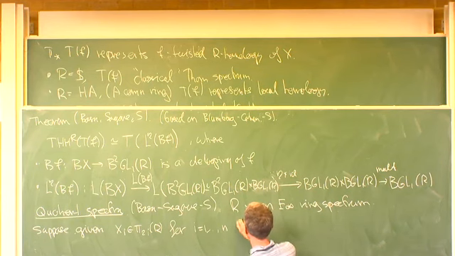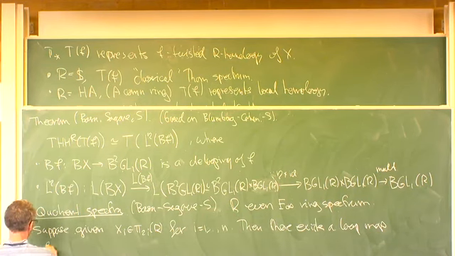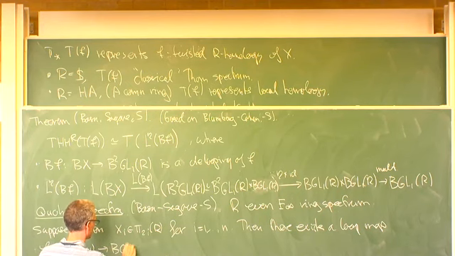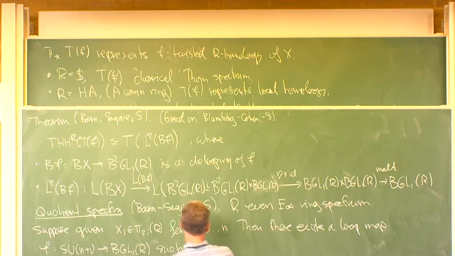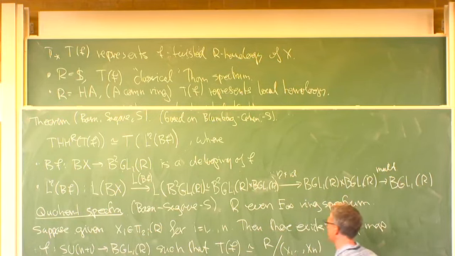Then there exists a loop map f from SU(n+1), so n plus 1, one more than the number of variables, to BGL1 of R. This is a loop map such that the Thom spectrum of this map f is equivalent to what is sometimes written R modulo (x_1, up to x_n).